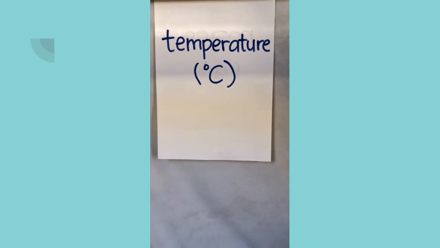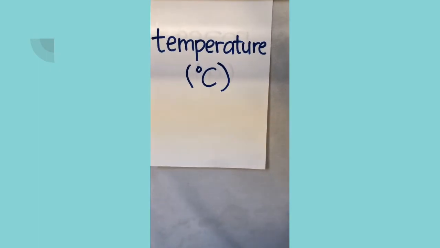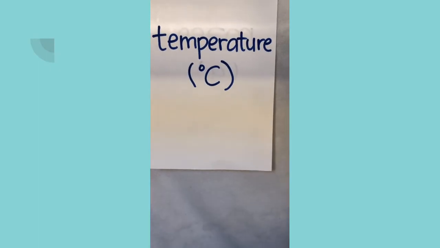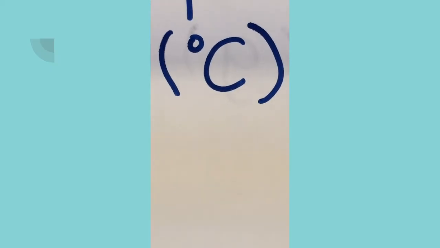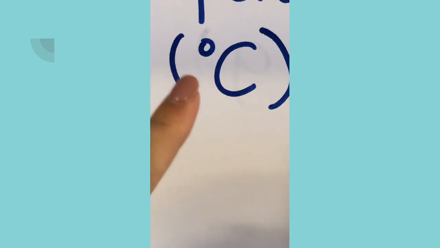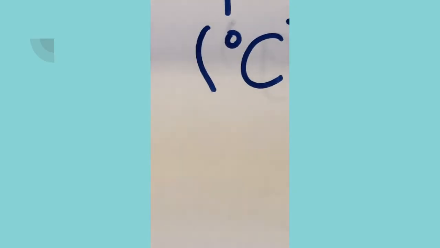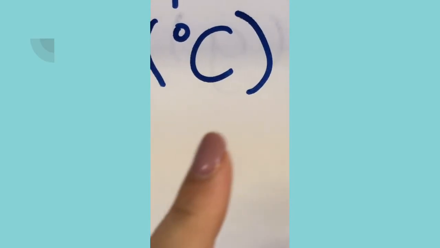So we're going to be talking about temperature, and the unit that we're going to be measuring it in is degrees Celsius. So this is what degrees Celsius looks like as a unit. This little tiny circle is a symbol for degrees, and then the capital C is for Celsius.